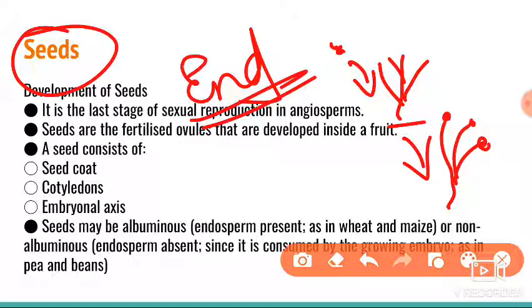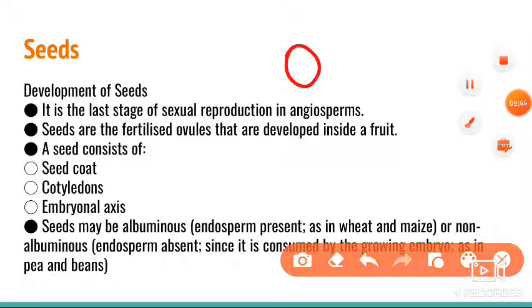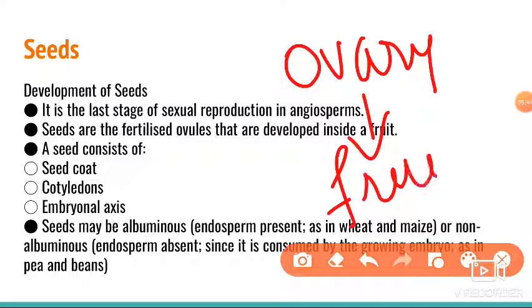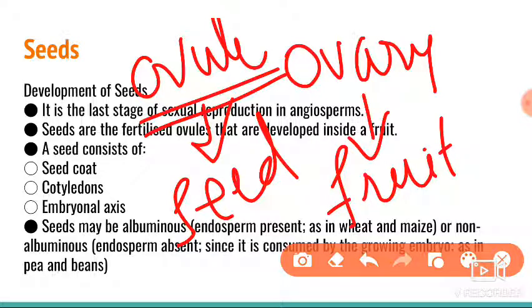How are these seeds produced? From the ovule. Please remember, ovary gives rise to fruit, and ovule gives rise to seed. Ovule is giving rise to seed, and ovary gives rise to fruit.